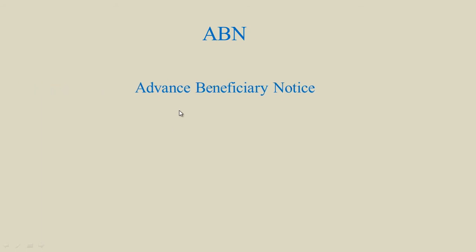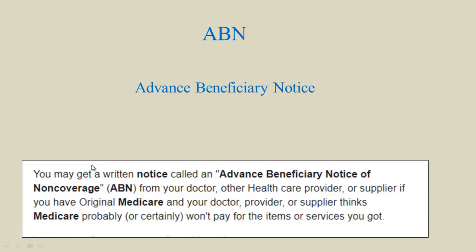ABN, Advance Beneficiary Notice. You may get a written notice called an Advance Beneficiary Notice of Non-Coverage (ABN) from your doctor, other healthcare provider or supplier if you have original Medicare and your doctor, provider or supplier thinks Medicare probably or certainly won't pay for the items or service you got.